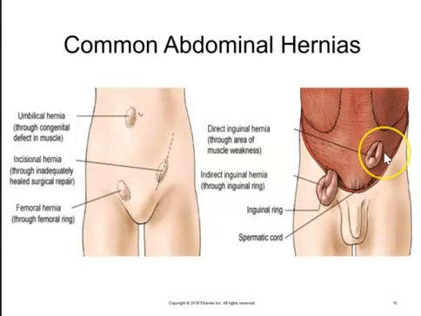And if they're not reducible, they're called irreducible, and that can lead to an incarcerated or strangulated bowel. So if you can imagine, if this is strangulated, it's kind of like putting a rubber band around it and you're not getting any blood supply. So if that happens, it's considered a medical emergency and it requires immediate intervention. With hernias, the inguinal hernia, which we see one down here, is going to be the most common, and those typically occur in men.